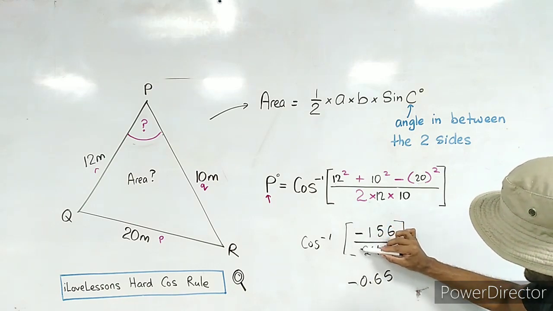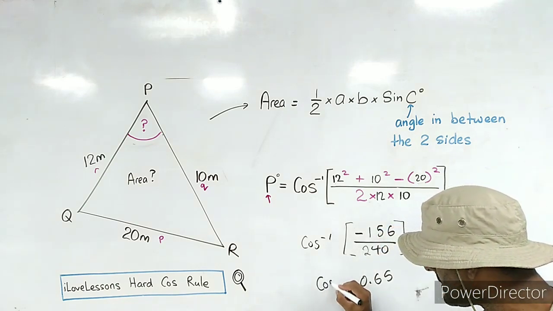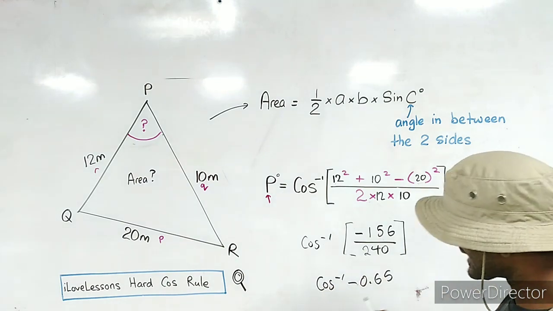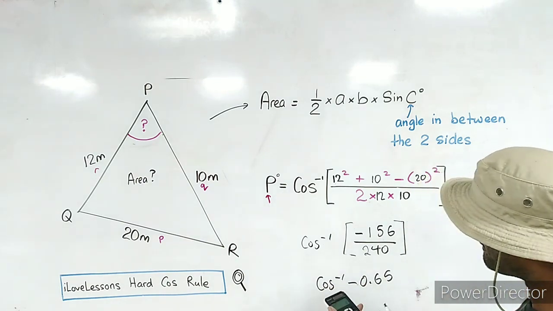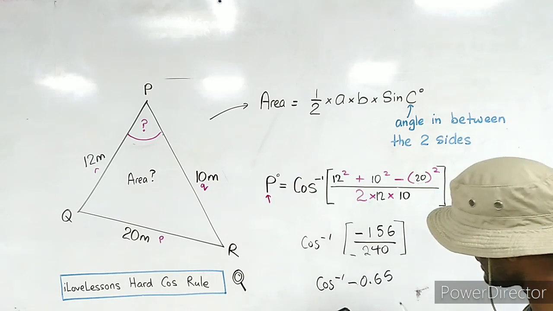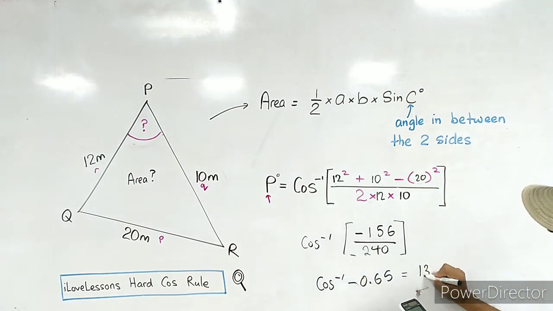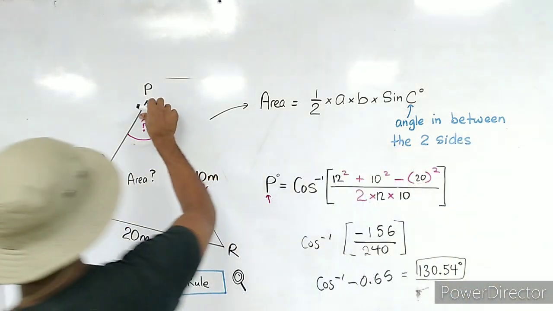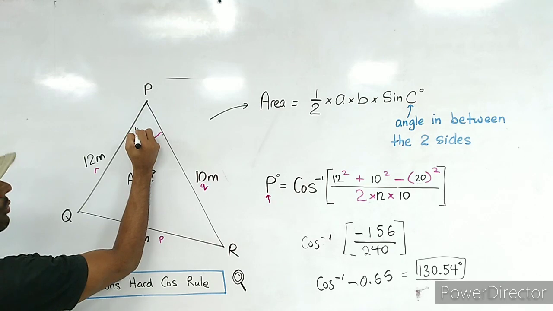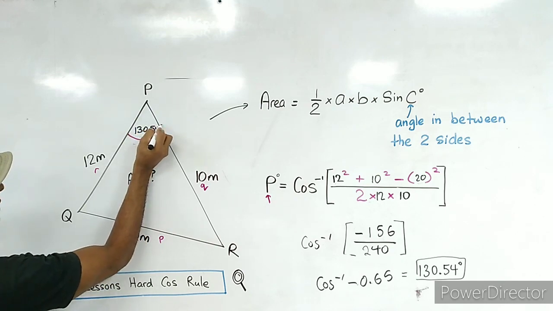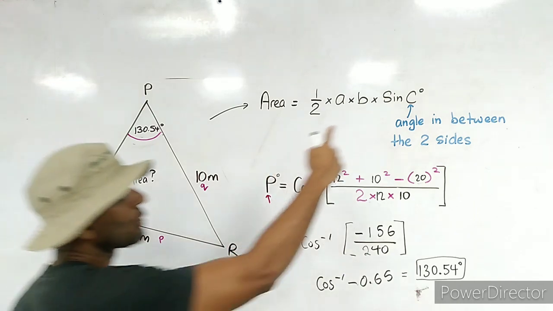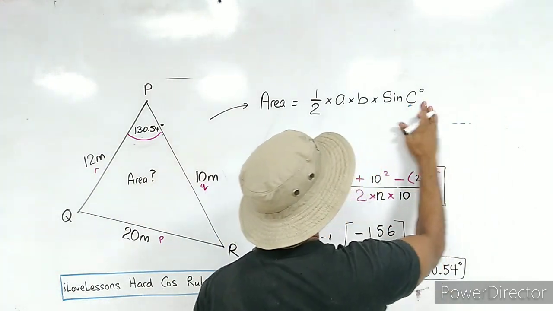A minus divided by positive. Today is a minus. So we have to cos inverse this. So second function, cosine, minus 0.65 will give us 130.54 degrees. So my angle P, I just found it. I just want to make sure the answer is on the board and it didn't come off the board. Great. So now I know angle P. Angle P is 130.54 degrees. Now I can go to my formula here and get out the area.